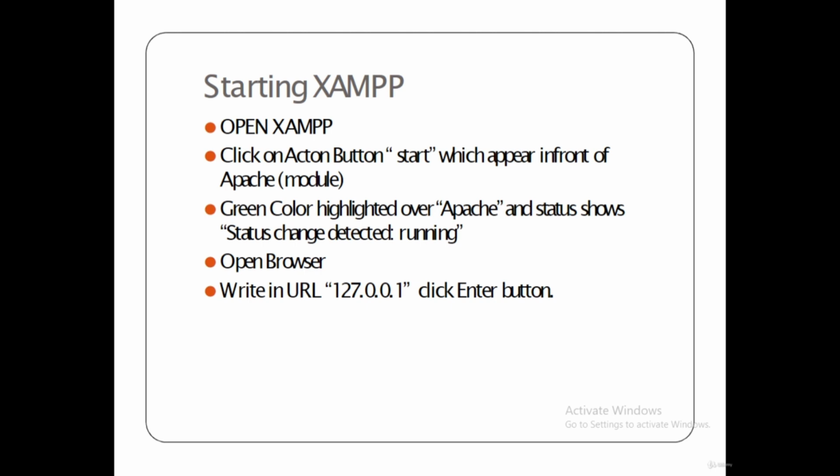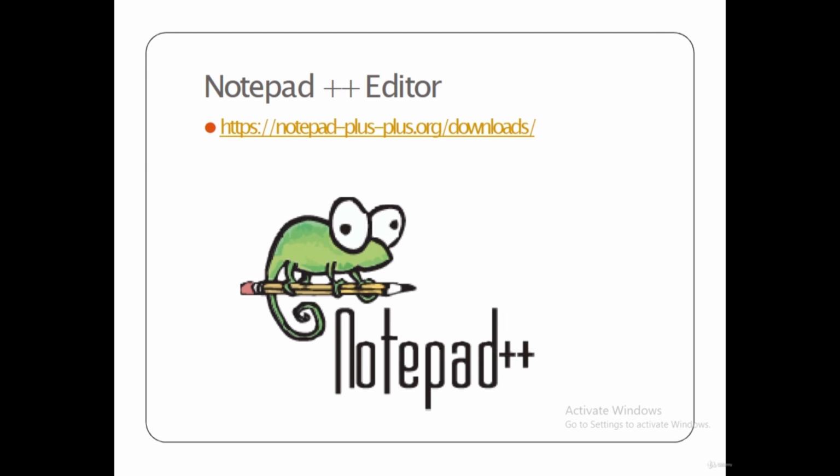After that configuration, we have to start the XAMPP server. Open XAMPP. Click on the action button Start, which appears in front of the Apache module. Green color is highlighted over Apache and the status changes to running. Then open the browser, write the URL 127.0.0.1 and click enter.